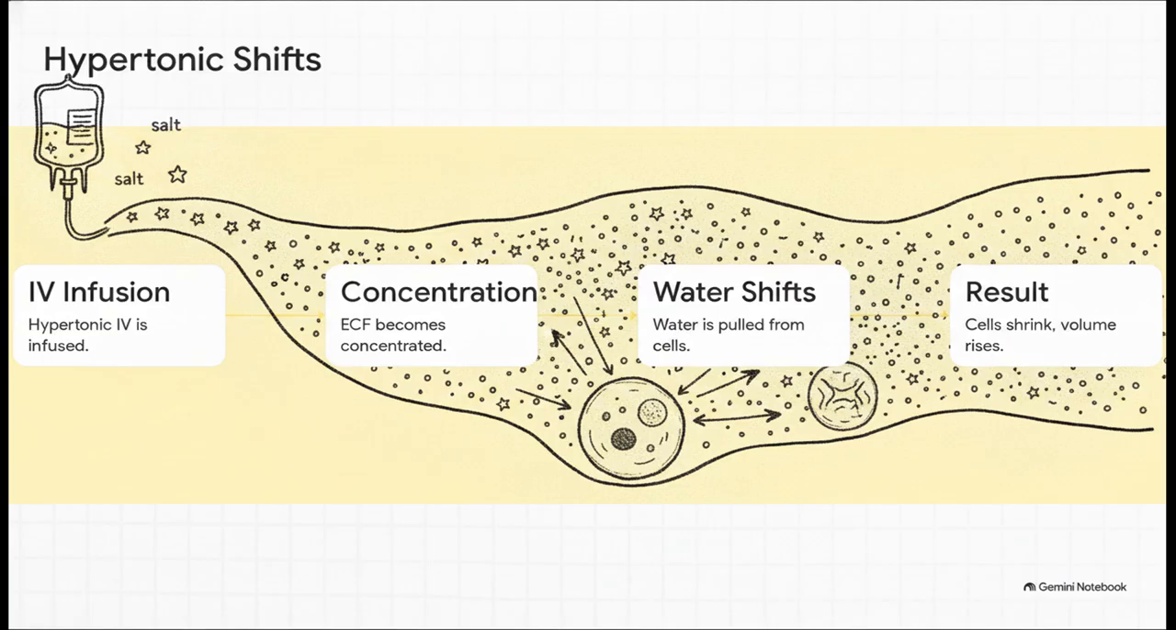Bam! Immediately, the extracellular fluid becomes super concentrated. The water inside the cells senses this crazy imbalance and gets pulled out of the cell to try and dilute that salty bloodstream. Because of that, the cell physically shrivels up and shrinks down, while all that new water moving into the bloodstream significantly increases the overall blood volume.